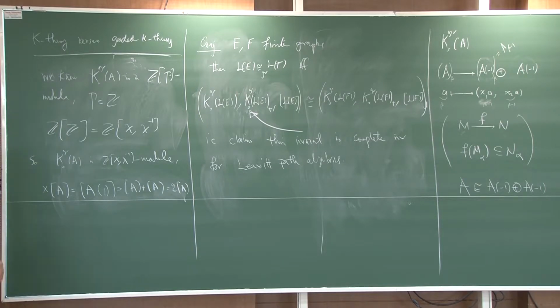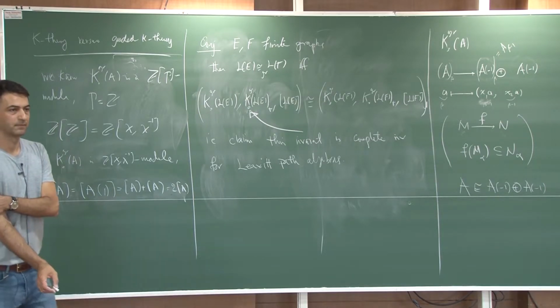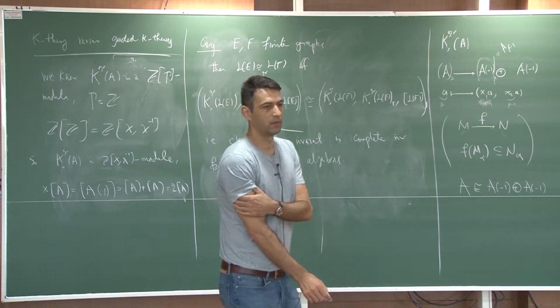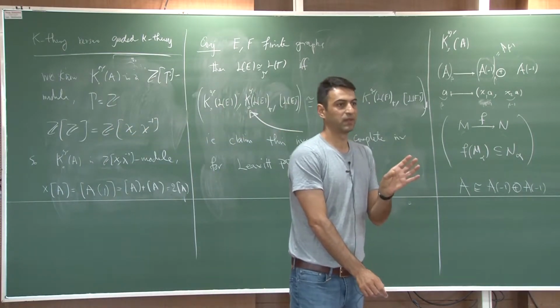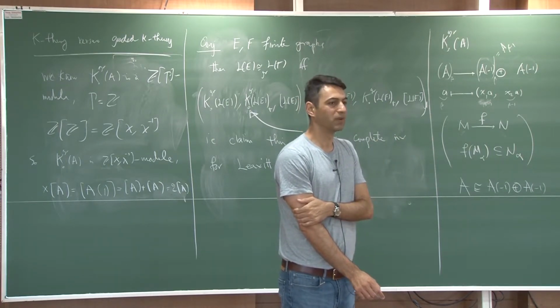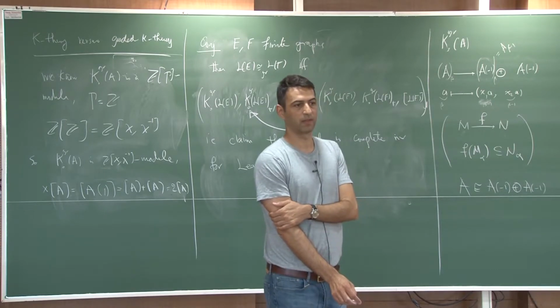So are these Leavitt path algebras of finite graphs ultra-matricial? No. There are examples of graphs where the Leavitt path algebra becomes ultra-matricial, but the more interesting ones are not, in fact.